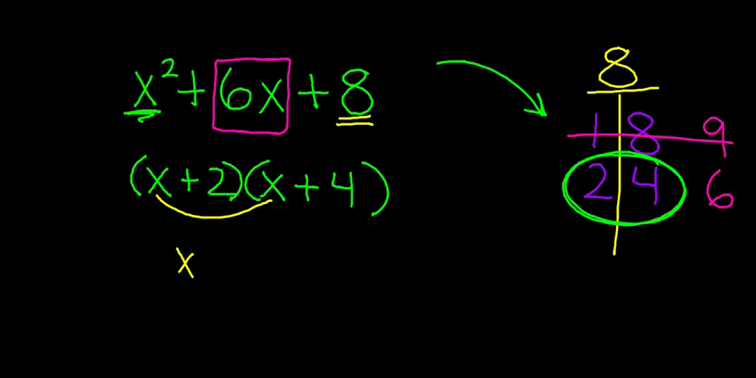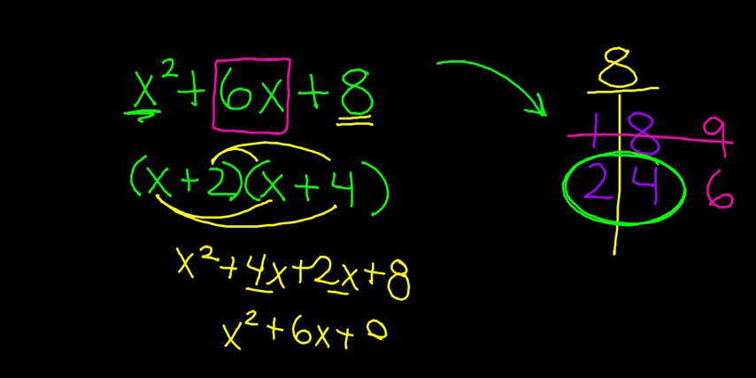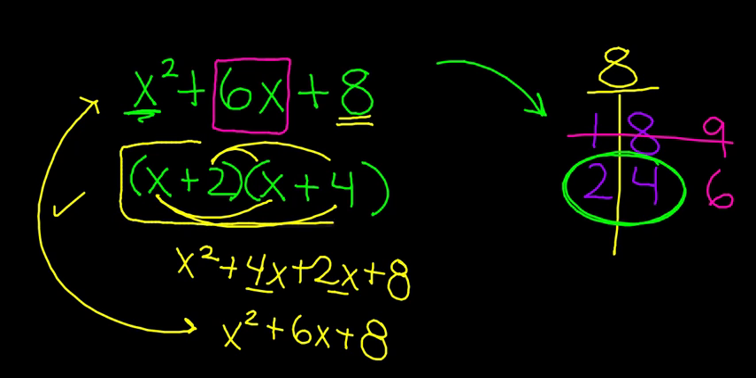X times x gives us x squared, and x times 4 gives us 4x, and 2 times x gives us 2x, and 2 times 4 gives us 8. And when we go looking for those like terms in the middle, that 4x and that 2x, we get x squared plus 6x plus 8. That is indeed the exact same expression that we started with. So that would imply to us that this is the correct factorization, x plus 2, x plus 4.